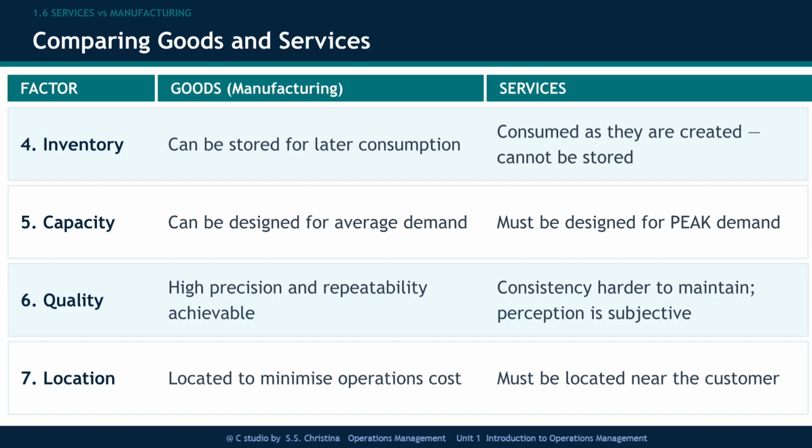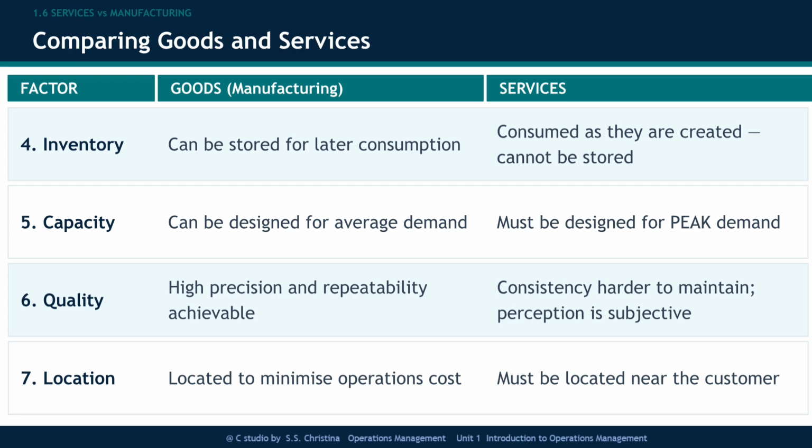Inventory. This is perhaps the most fundamental operational difference. You can make 10,000 cars and store them in a car park, selling them over months. You cannot make 10,000 medical consultations and store them. Services are consumed at the moment of production. This means capacity planning for services is fundamentally different and harder.